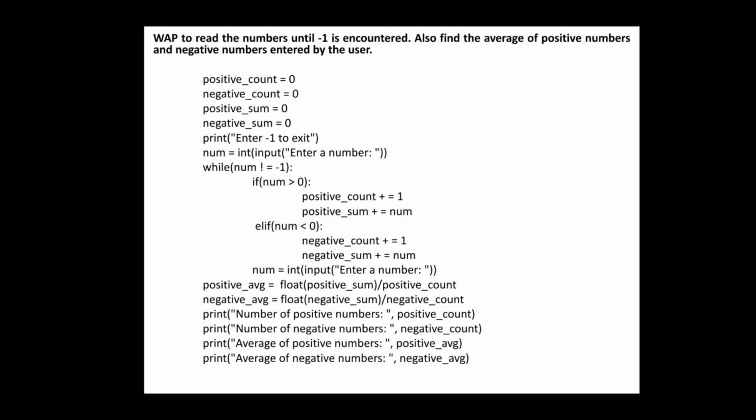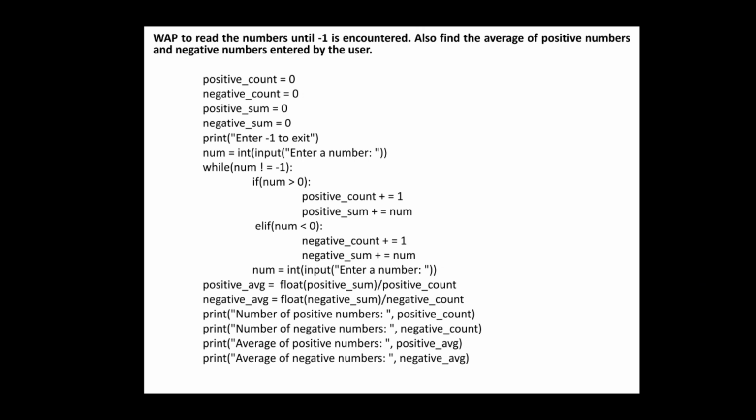Now this time from the user we consider 5. Now enter the while loop. 5 not equal to -1, true. Now num greater than 0, it is 5 greater than 0, true. So positive count, previously it was initialized to 0, is incremented to 1. Positive sum equal to, previously it was 0, so 0 plus 5, that means positive sum equal to 5 and positive count equal to 1.